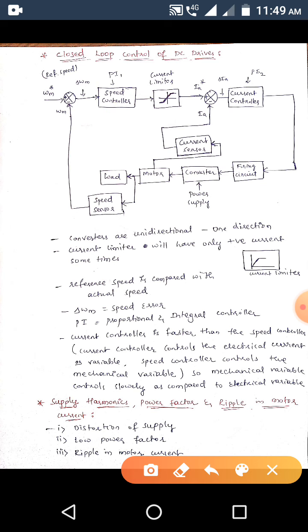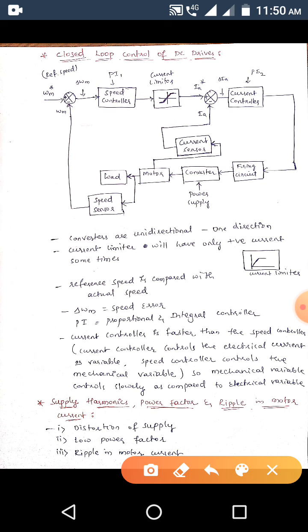So let us see the next topic: supply voltage, supply harmonics, power factor and ripple in the motor.